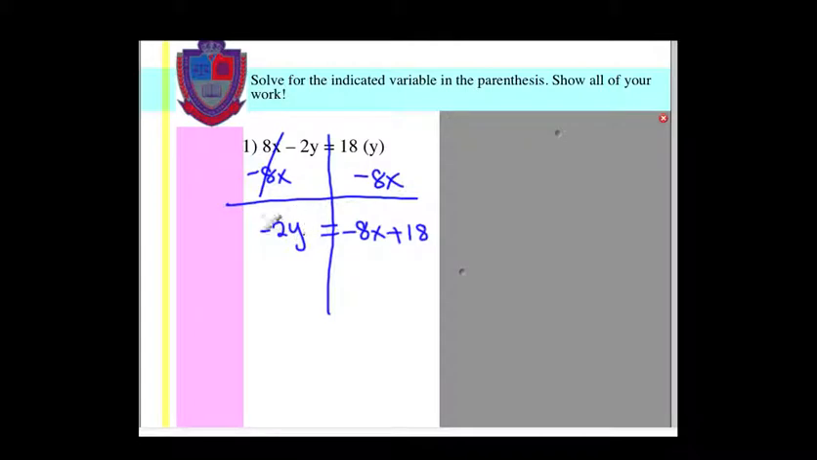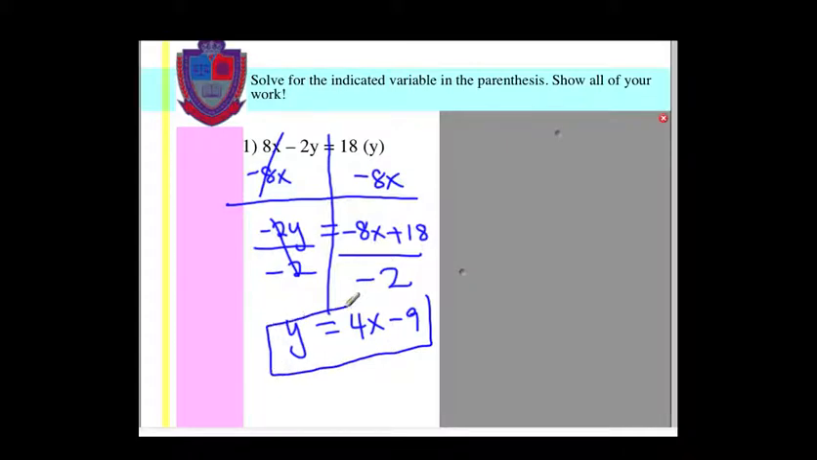So here I have negative 2y. Remember, this minus sign comes down. So what I want to do is get y by itself. So remember, this is multiplication. The inverse of multiplying is dividing. So I divide everything by minus 2. This cancels. Y is equal to 4x, yes, positive. Negative divided by a negative is a positive. Minus 9. And that's my final answer.